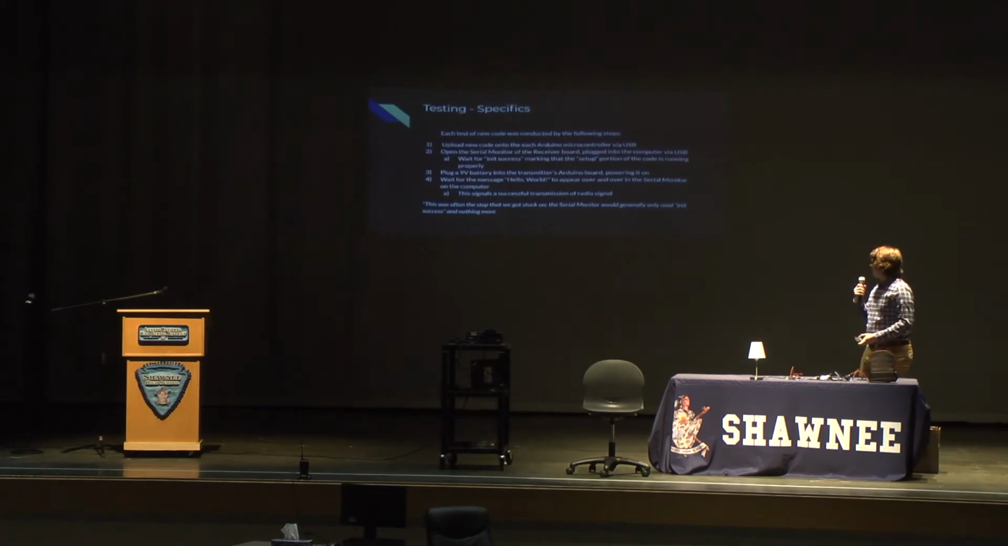These are just more specifics. This is kind of how we changed our code. It was just a quick process. We just had to upload new code to each microcontroller. If you're changing transmitter code, you have to upload it to the transmitter module and microcontroller board. If you uploaded it to the receiver board, you might have some problems. We also opened a serial monitor on the computer screen. We connected it via USB to the computer. And that was just so we could see if everything was coming through.